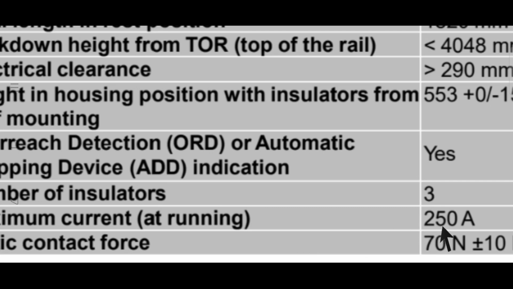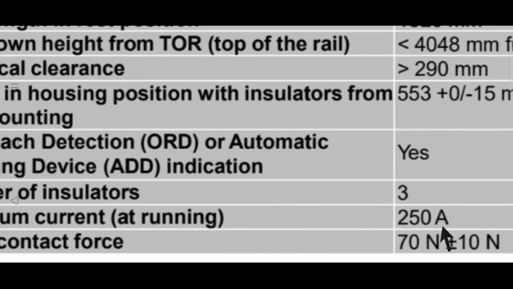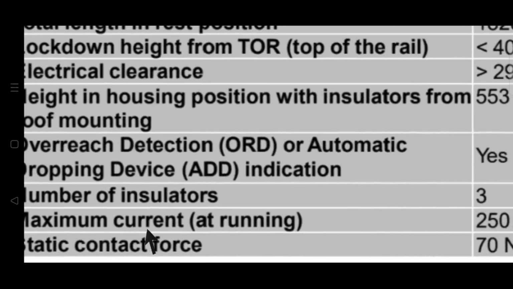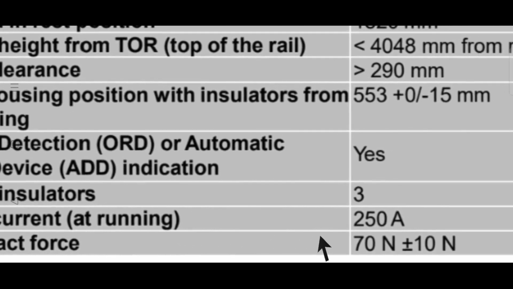So 250 ampere is the maximum current when the train is in the running condition, right? One of the important technical questions. And static contact force, about which we have already discussed, is 70 Newton plus or minus 10 Newton, like it is the variation. So the static contact force about which we spoke in my last video is 70 Newton.